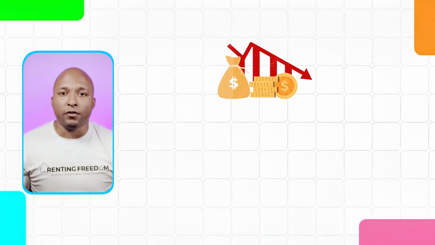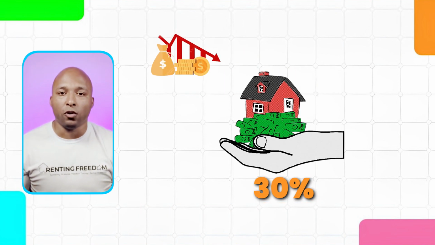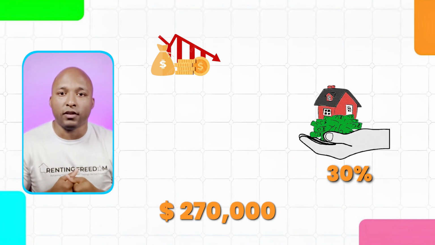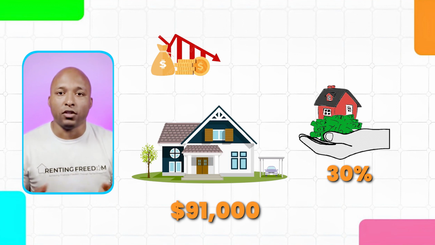Typically, if you do a cost segregation with bonus depreciation, you should expect that about 30% of the value of the home will be able to be written off in year 1 in terms of depreciation. In this case, we had a $270,000 home, so that's about $81,000 of depreciation that you can use to offset any rental income. And this can be used for other rental income as well.